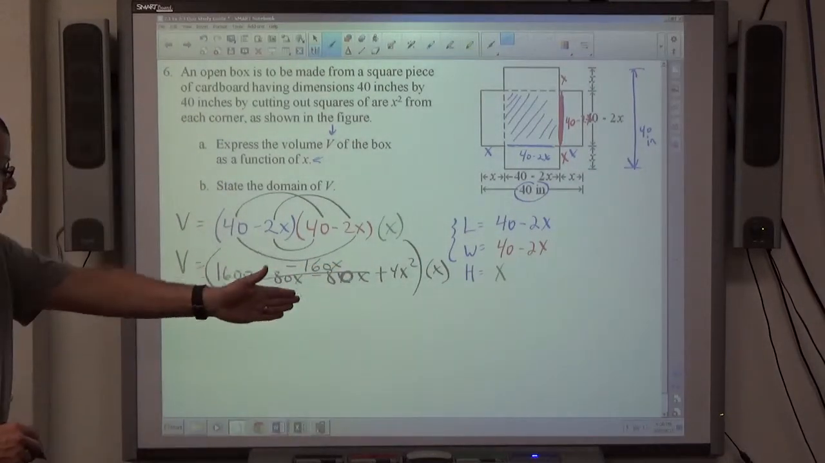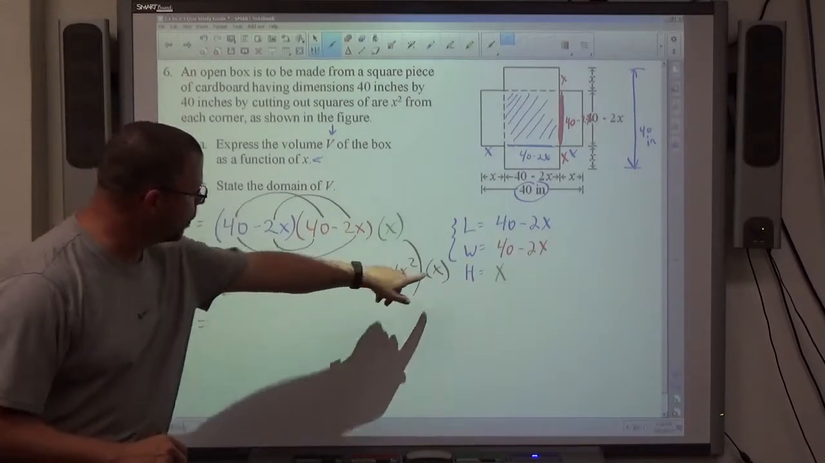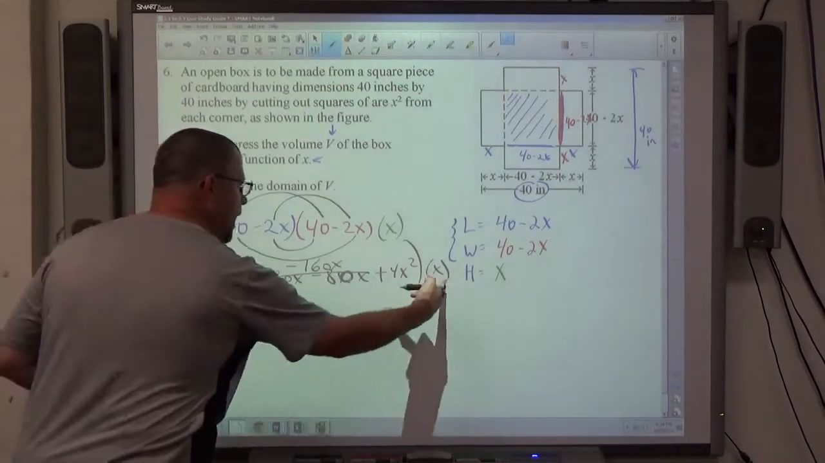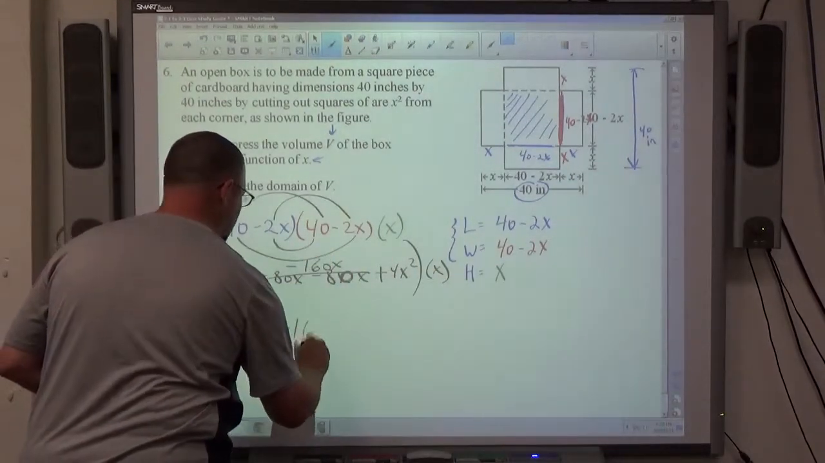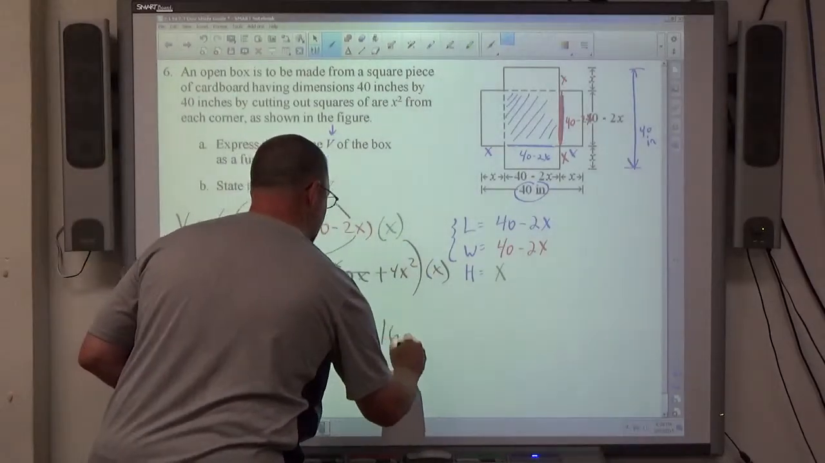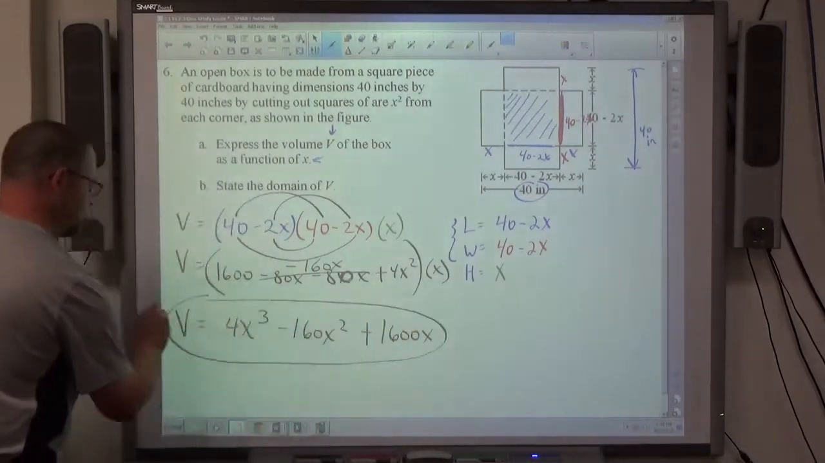So now if I go ahead and distribute that x through, I personally like descending order, so I'm going to do x times 4x squared first, makes 4x cubed. X times negative 160x makes negative 160x squared. X times 1600 is 1600x. And just like that, I got my volume formula.